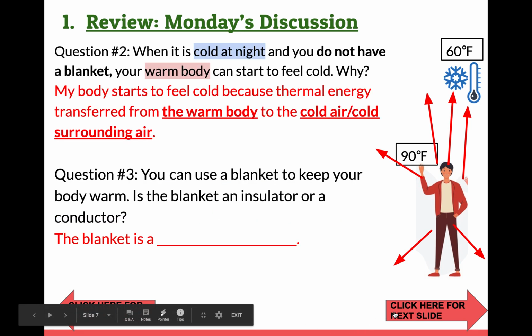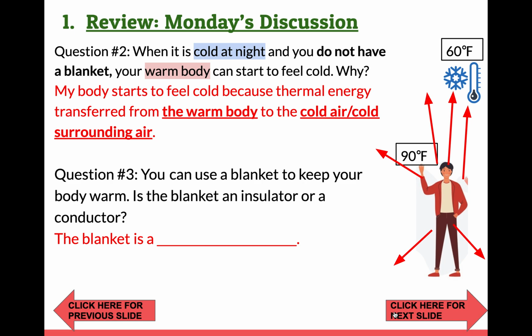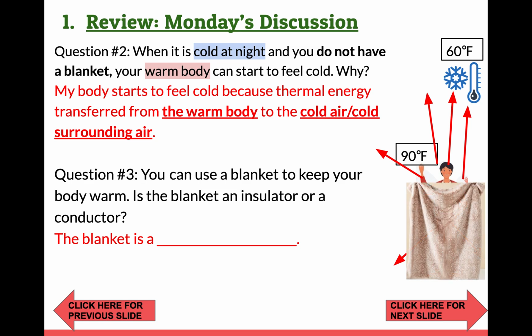Next one. Question number 3. You can use a blanket to keep your body warm. Is the blanket an insulator or a conductor? Well, a blanket is not made out of metal. The blanket is an insulator. It's going to keep your body warm because it's an insulator, and we're going to talk about how it does that. Remember, insulators are materials like plastic, wood, wool, cloth, things that slow down thermal energy transfer.